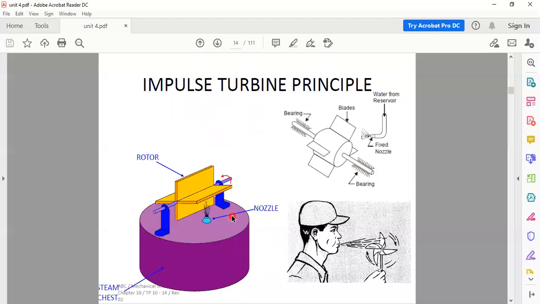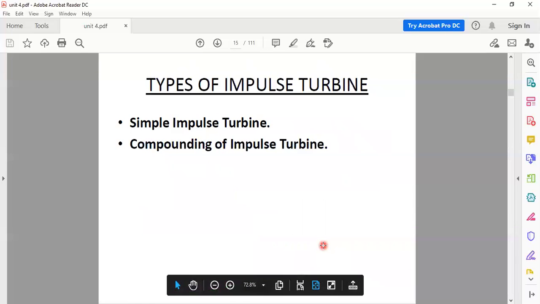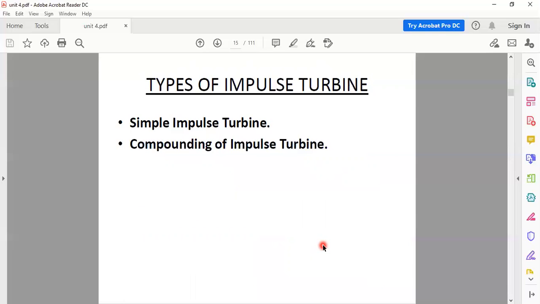So, types of impulse turbine. In this figure, we have seen this steam turbine rotated by the generation of steam. Now we have seen impulse turbine and reaction turbine. Now, types of impulse turbine: simple impulse turbine and compounding of impulse turbine.